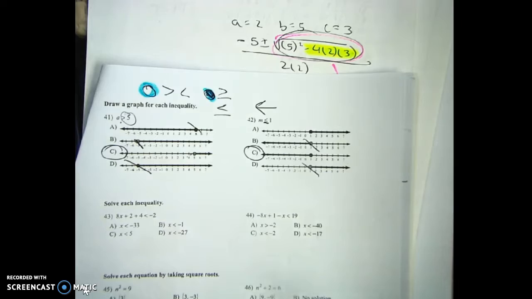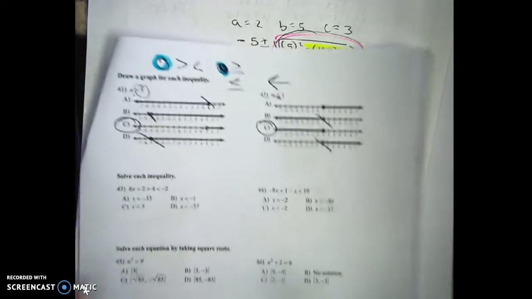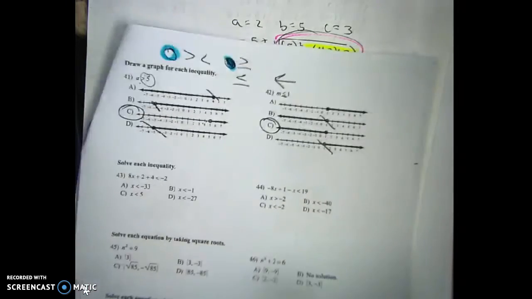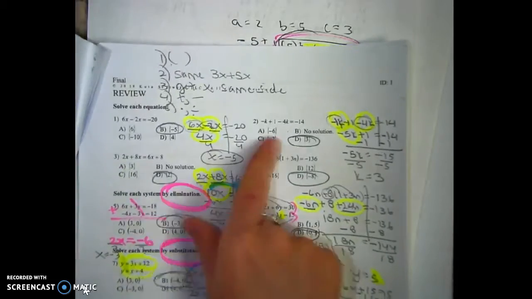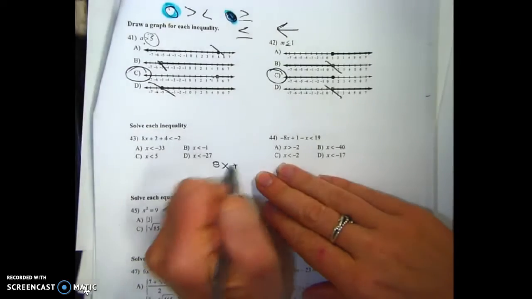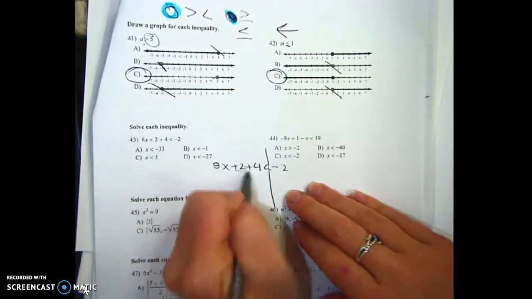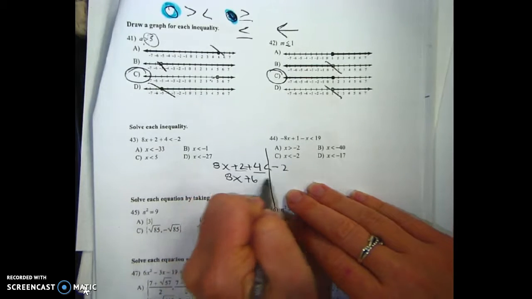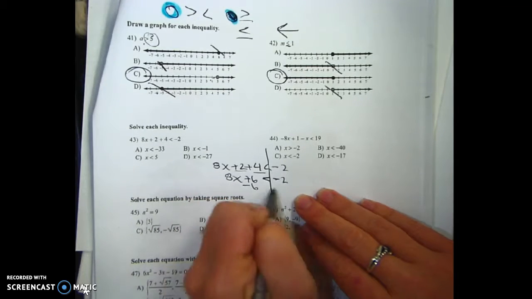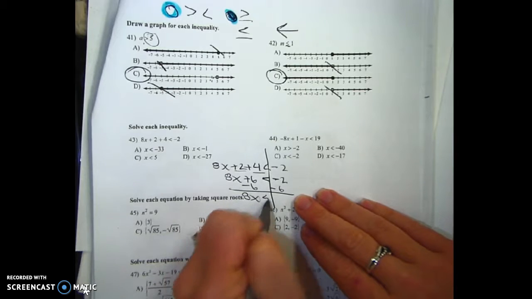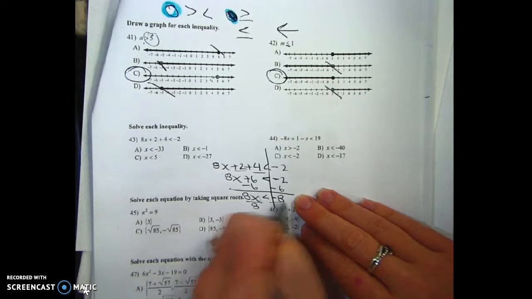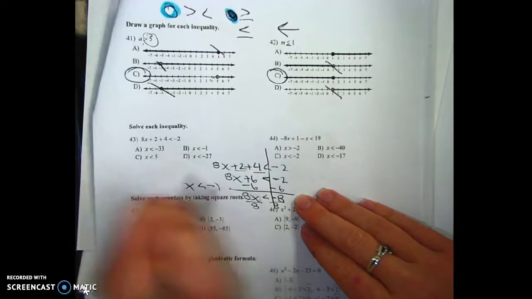Let's see. All right. 43 and 44 are just like the ones in the beginning where you're solving for x. So that's exactly what I'm going to do. Draw my line. Put the same together. 8x is less than negative 8. Divide by 8. X is less than negative 1.